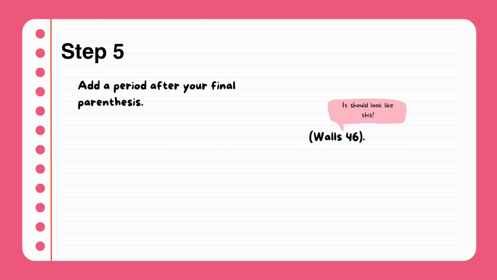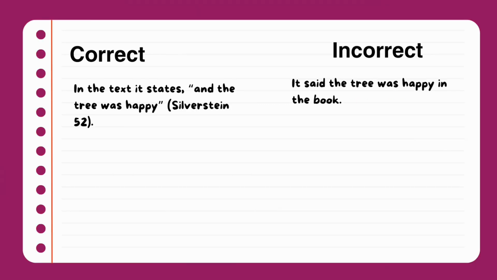Then after we have that, step 5, we want to add a period after the final parenthesis. So we can see here, we have Walls 46, parenthesis, period. I want to make sure we don't forget that period in the right placement. And that's our final step.